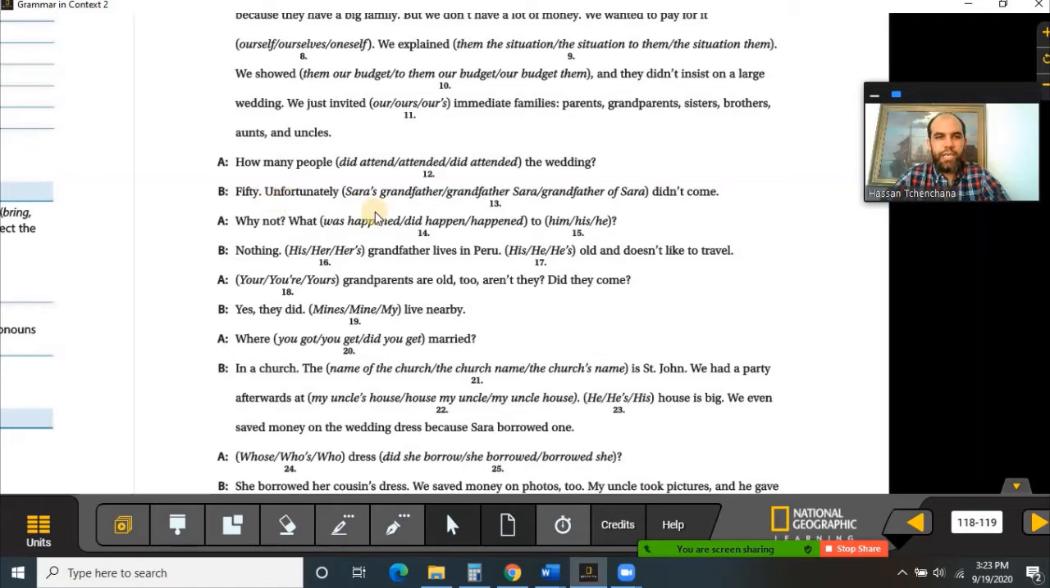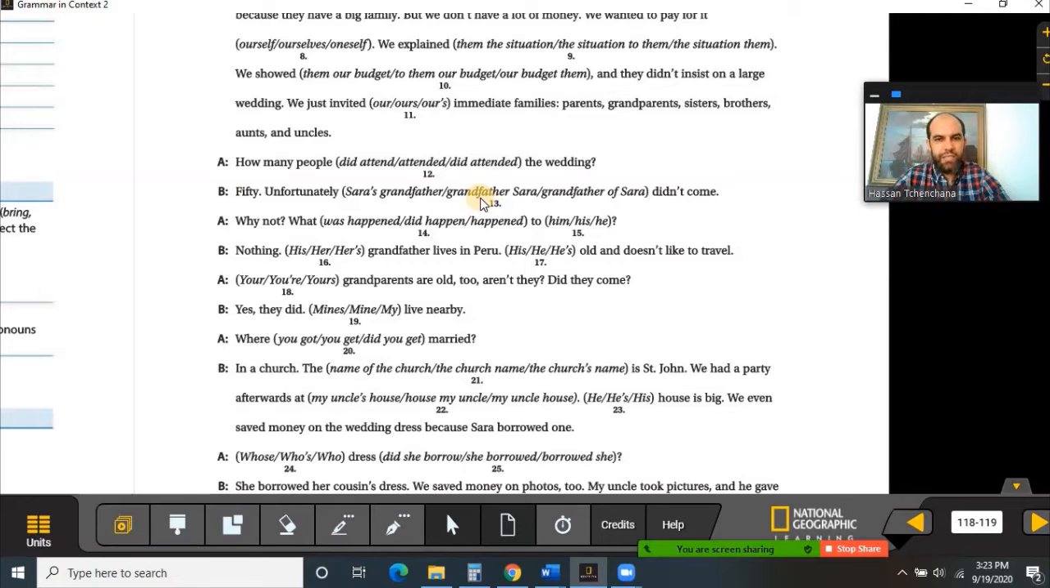Number 13. Unfortunately, Sarah's grandfather. Grandfather Sarah. Grandfather of Sarah. The correct answer is Sarah's grandfather. Okay, it shows the proper way of the possessive form. Sarah, apostrophe S, grandfather. This one, grandfather Sarah, is missing the apostrophe and an S.